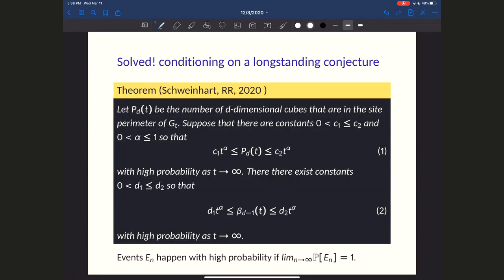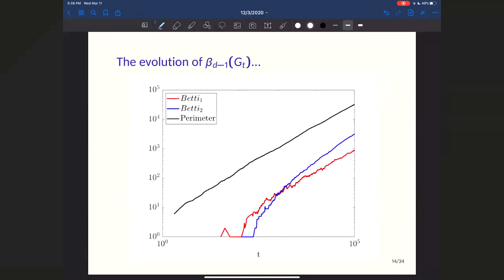Okay, so now let's look at a three-dimensional case. So now we're jumping to three dimensions, and of course this gets more interesting in terms of the topological things that can happen. So now we can have Betti 1, Betti 2, and we can as well measure the perimeter. Now the perimeter are going to be those side cells that share a square or a 2D face.